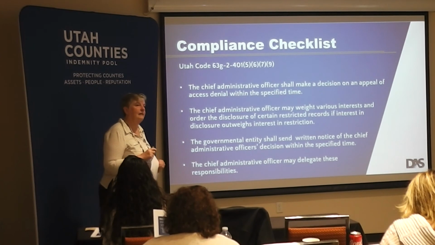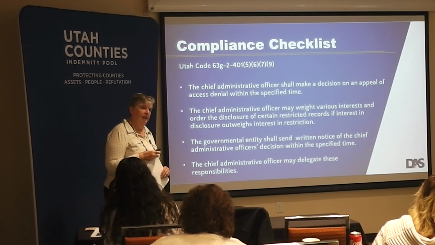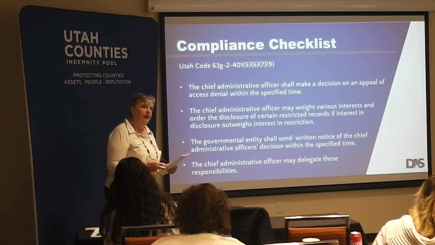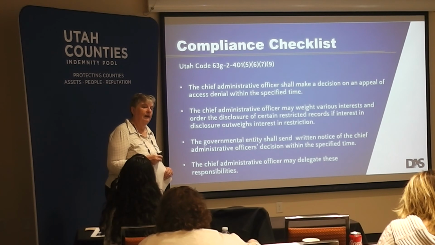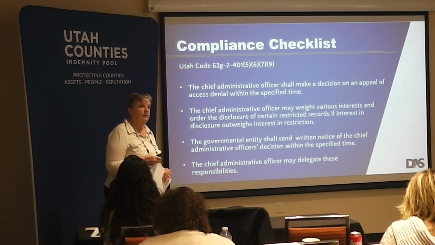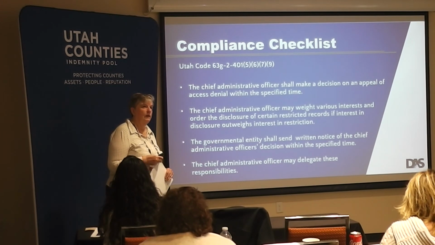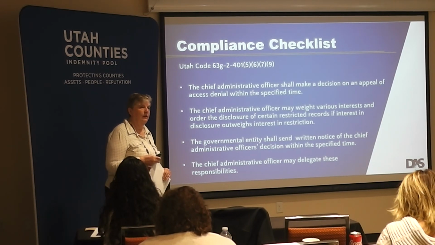Yes. So as a chief administrative officer that has had to answer some of these appeals, when the requester doesn't give you any indication of what the public purpose is for the records request, how do you do that weighing? How do I weigh the need for the public to have that data when they've not given me any indication of what the purpose is that they're asking for?